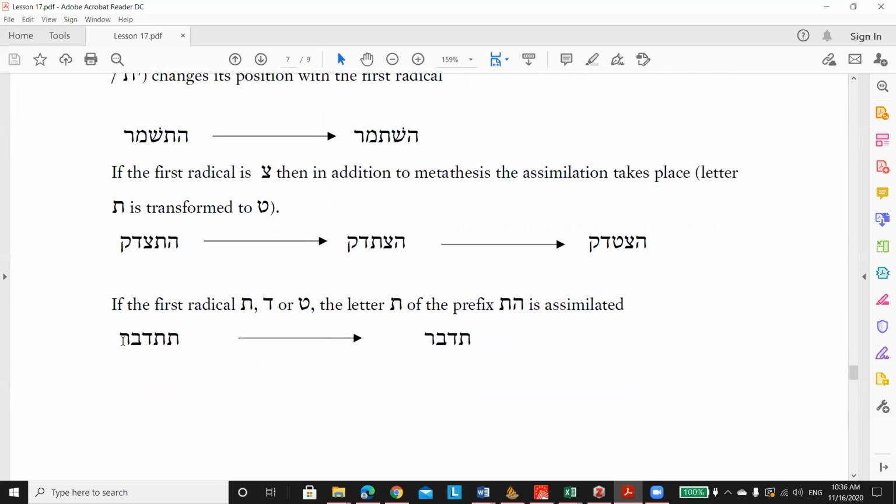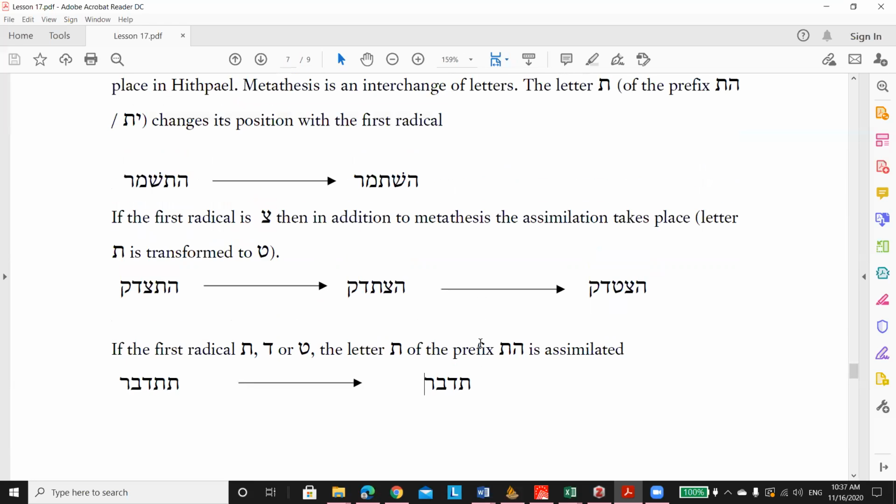And the same is with it if the first radical is taf, dalet, or tet: the letter taf of the prefix is assimilated. For example, tiddaber would be just tedaber. So this is the most confusing case, because you can confuse it with other forms, but it doesn't occur very often. So do you have any questions about that?